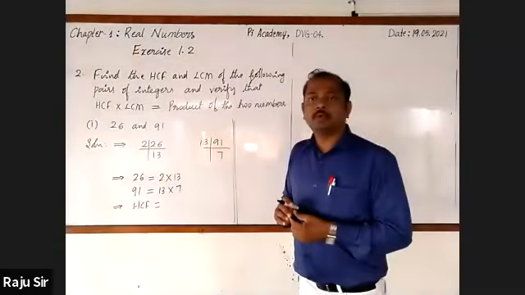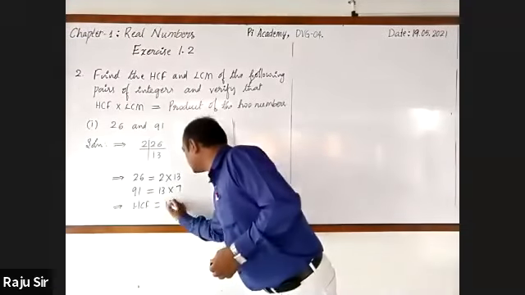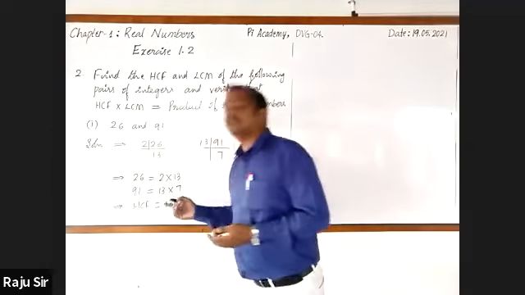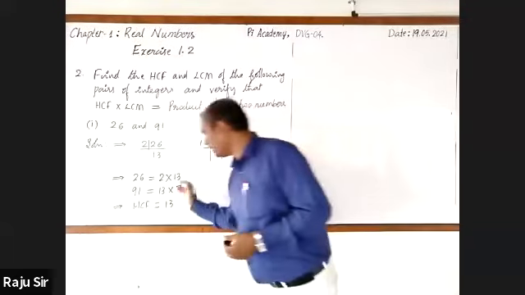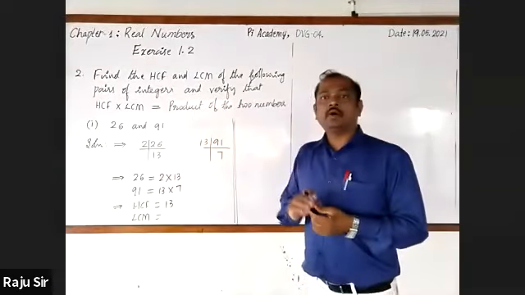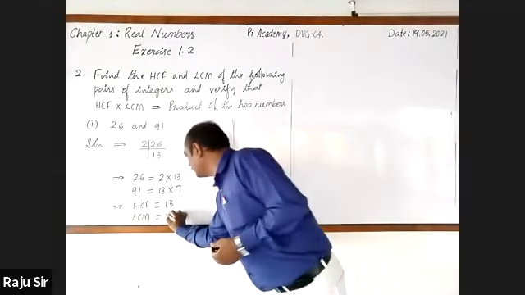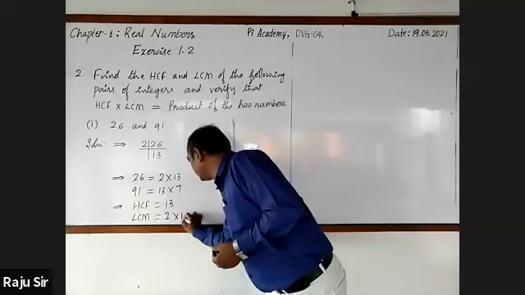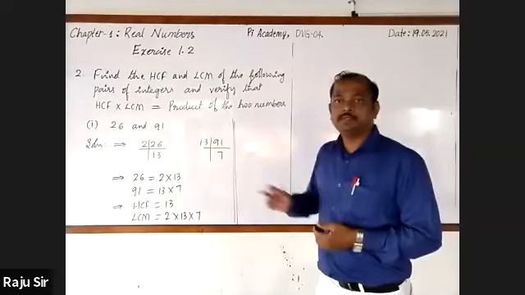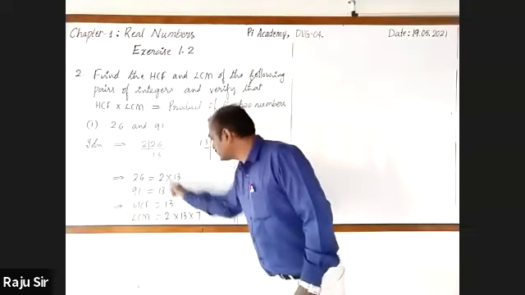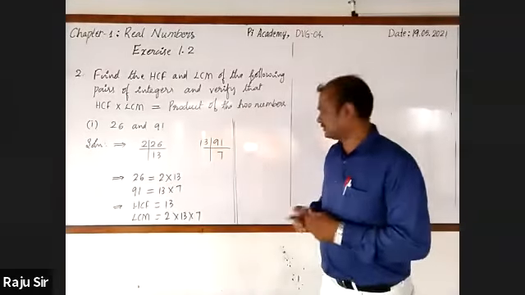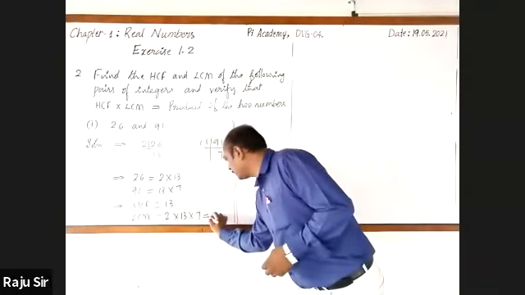HCF, we will take only the common factor. Common factor is 13. Least power is 1. So 13 raised to the power 1 is 13. This is only HCF. Whereas LCM, we have to write all the factors. The factors involved are 2, 13, and also 7. Take the highest power of each factor. Highest power of 2 is 1, 13 is 1, even 7 is also 1. You will just write this as it is. And I don't have space, so I put an equal sign here.